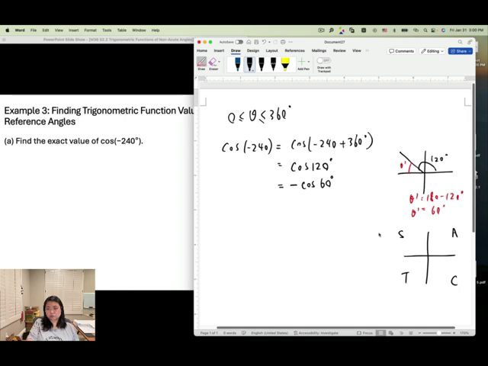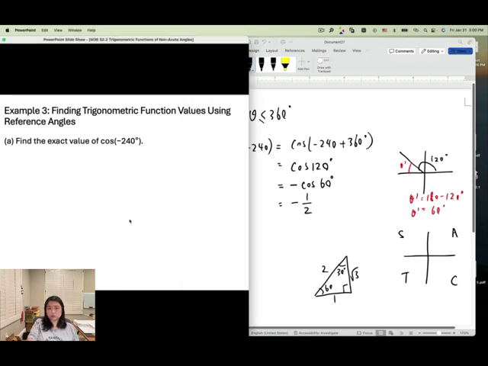Okay, right? Remember the triangle? 60, 30, you have 1, 2, square root 3. Cosine 60 would be equal to 1/2. Cosine 60 is adjacent over hypotenuse. So that will be equal to negative 1/2. Okay, check the work here.